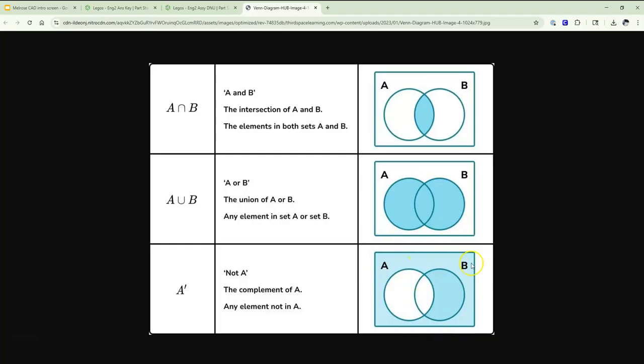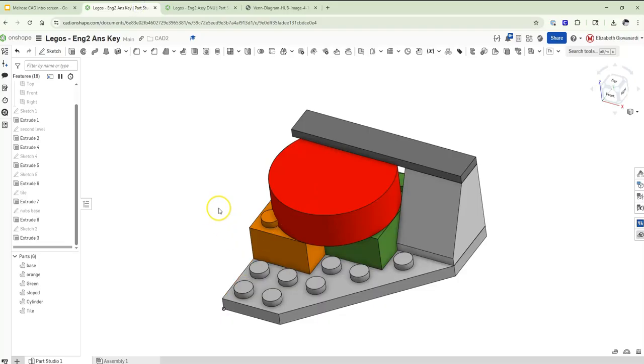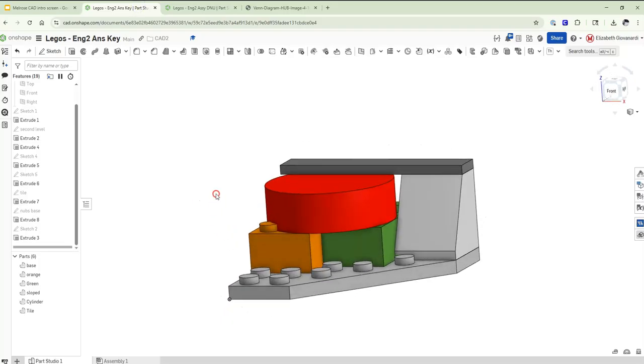What we're going to focus on right now is the Boolean subtract, which is basically, look at this, and this is like saying subtract what's all encompassed by A from B. So basically cut B out so that all you get is this blue area. Now, you might be saying, Miss G, what are you talking about? It's going to be much easier to understand this if I show you in CAD. So let's do that right now.